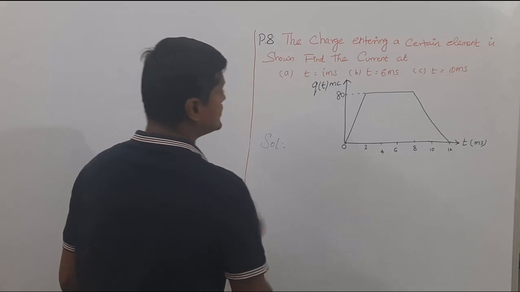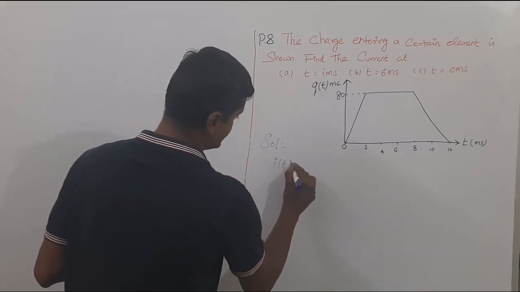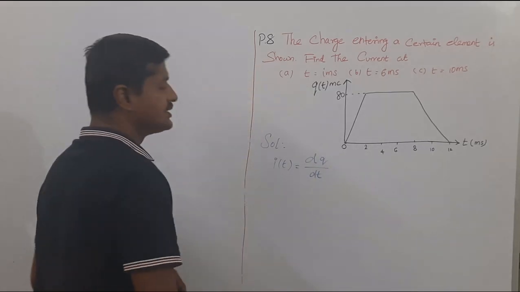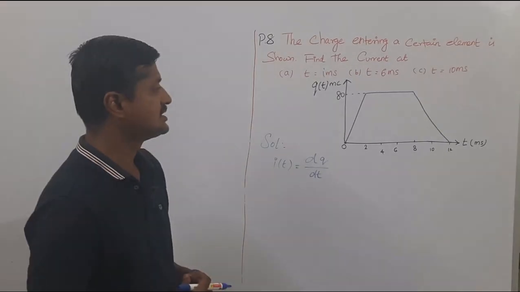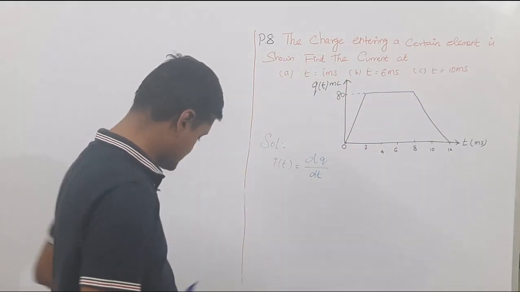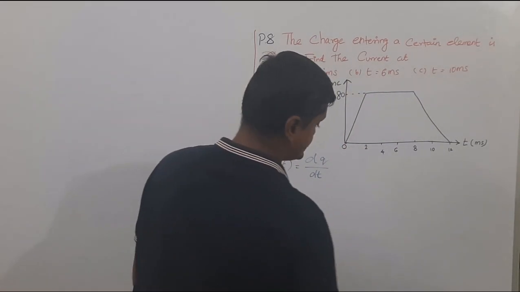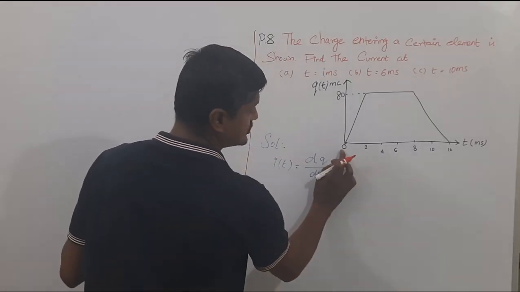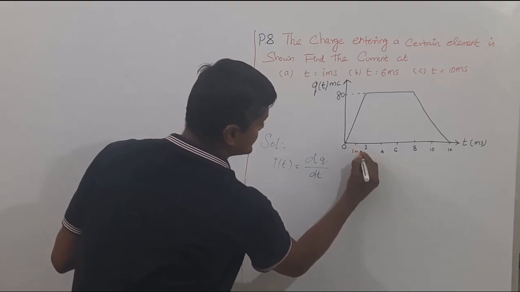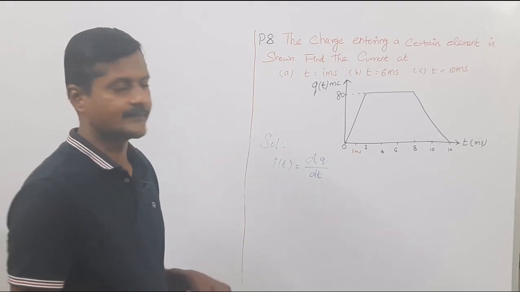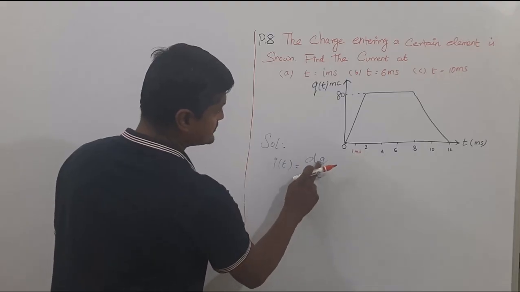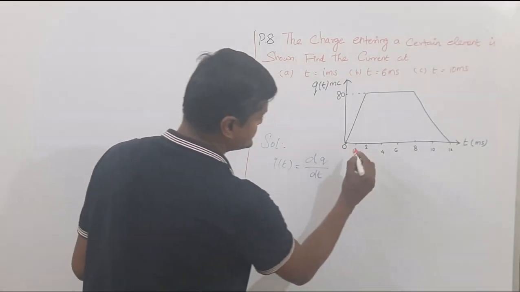What is our solution? The basic equation: I of t is equal to dq divided by dt. Before that, we have to split it up by time, at 1 millisecond, 6 millisecond and 10 millisecond, right? Let's start. Here there is 0 and here there is 2. In the center we have 1 millisecond. So we need to find the charge for 1 millisecond.